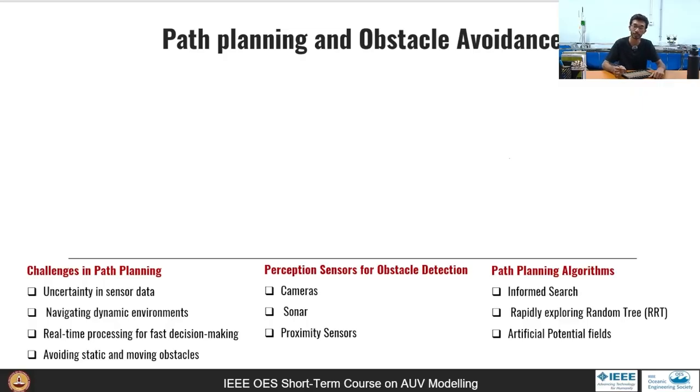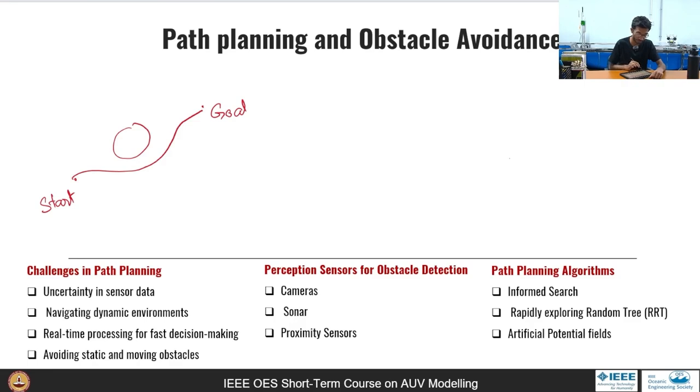Moving on, we have the path planning and obstacle avoidance module. The goal of any path planning module is essentially to take the vessel and plan its path from a start location to a goal location, while avoiding obstacles in its path. In order to do that, the AUV needs to have a good estimate of its current position as well as the data from the perception module.